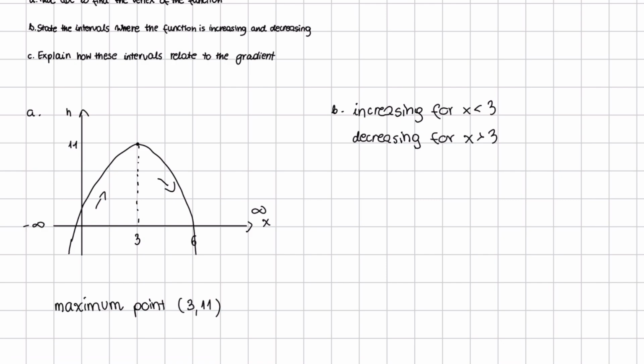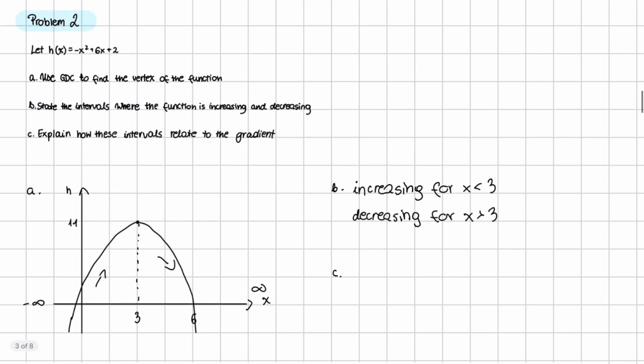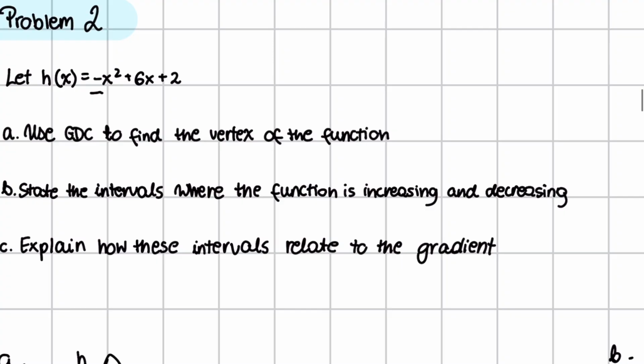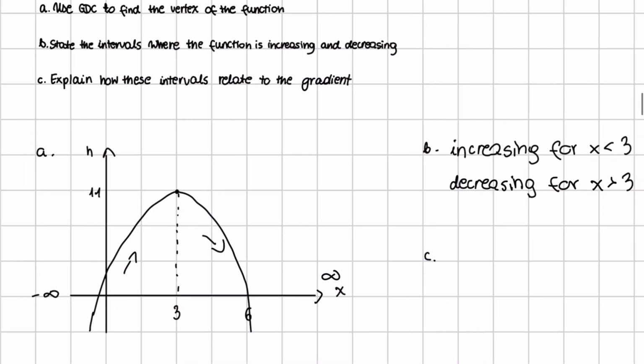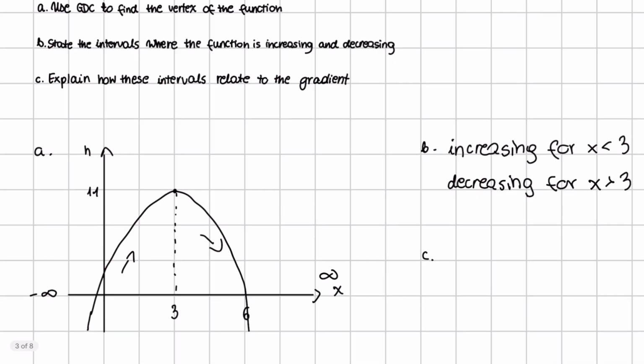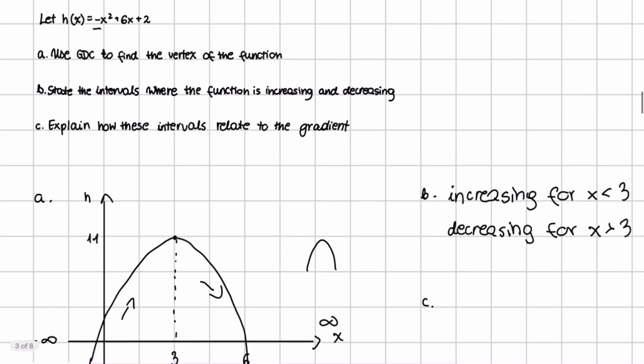And C, explain how these intervals relate to the gradient. So firstly, we have to remember that when our a, so the digit in front of our x squared, in here we have minus, so we know that this is minus 1. So when we have something negative in front of our x squared, our parabola looks like this, so like ours. When we have something positive in front of our x squared, our parabola looks like this.